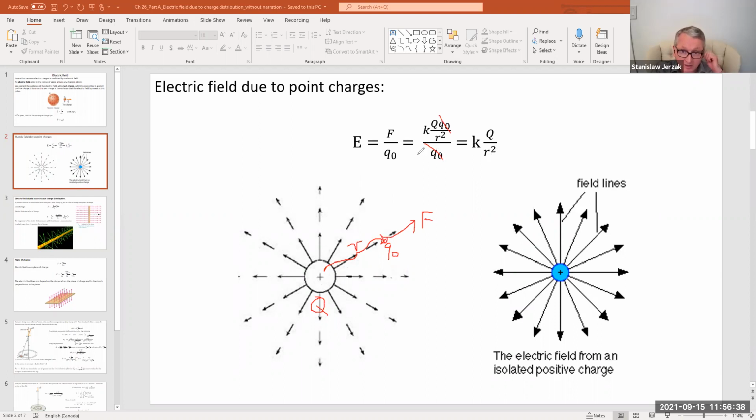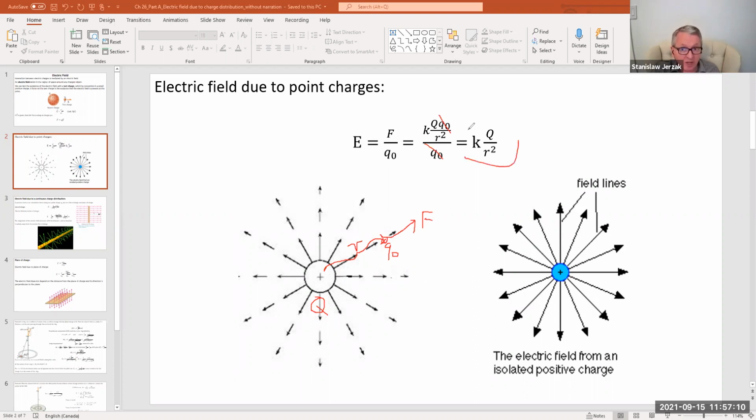It will always cancel because electric field is the force divided by that Q0, right? The force acting on that unit charge Q0. Because if Q0 is equal to 1, then E, electric field, is equal to F. Because if Q0 is 1, then F divided by 1 is F. So in magnitude, of course, units of E and F are different, but in magnitude, if Q0 is 1, E is equal to F. So we say that electric field is the force acting per unit charge, right? And that Q0 will always cancel.